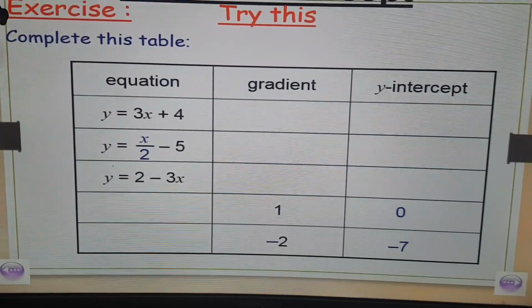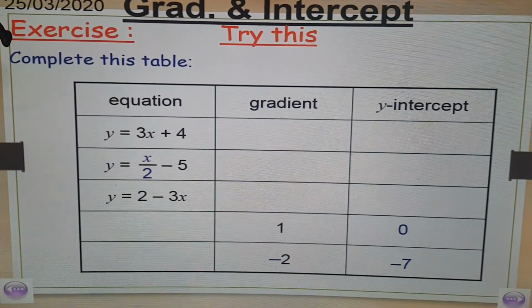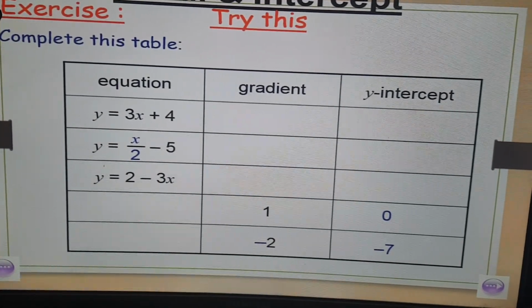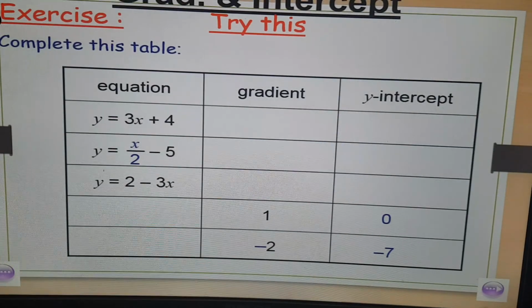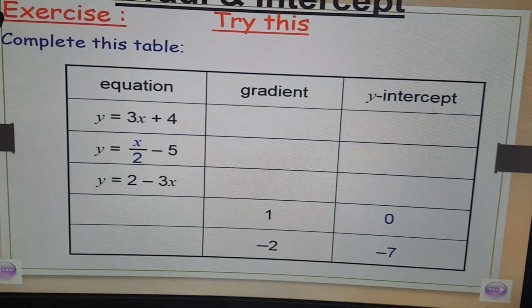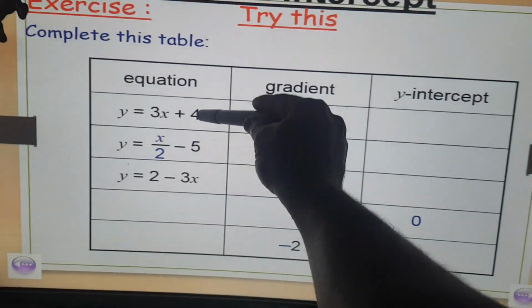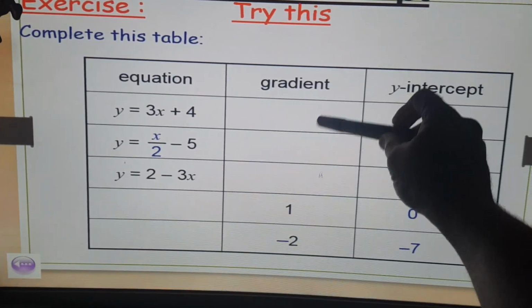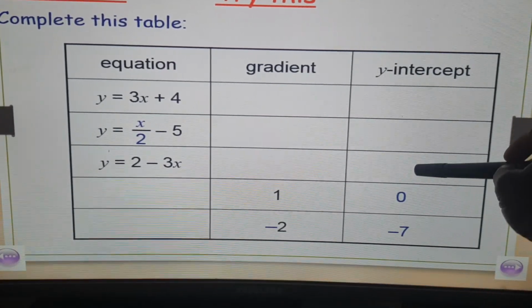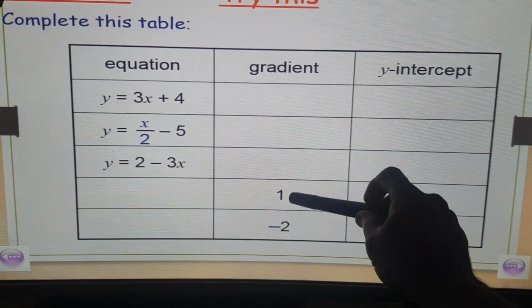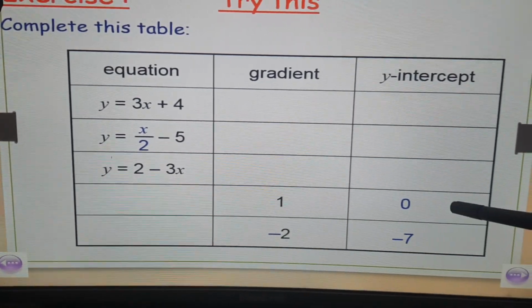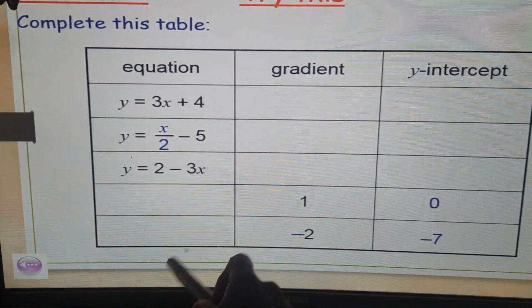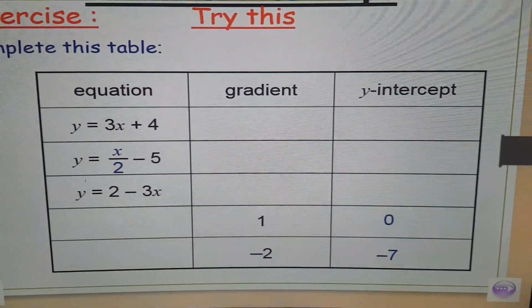Okay, so it's your turn to try this exercise. Now I want you to answer this in your copybook. You complete the table. You're given an equation and told to complete the missing space for the gradient and also the y-intercept. And in this case, you're given the gradient and the y-intercept, and you're expected to write the equation of the line. So you can complete this in your copybook yourself.